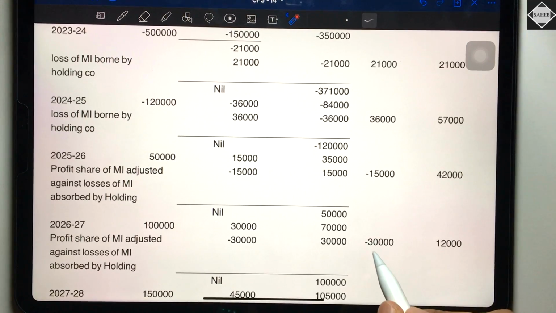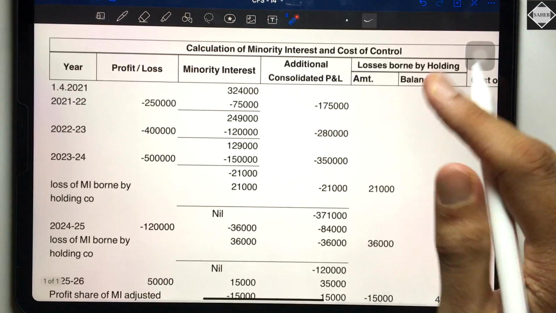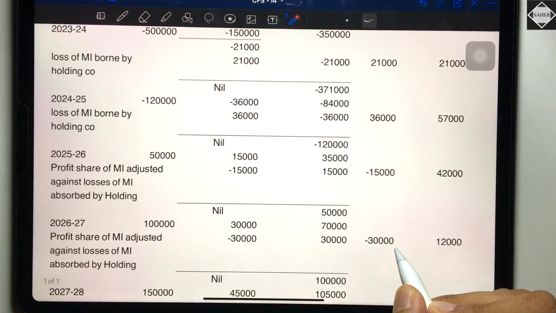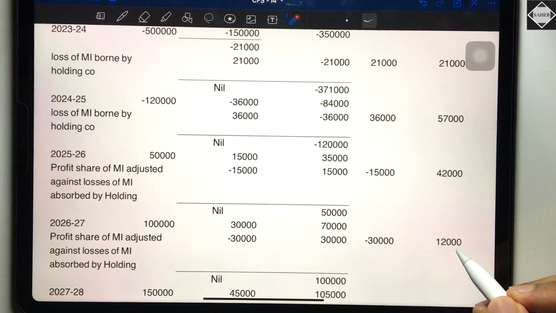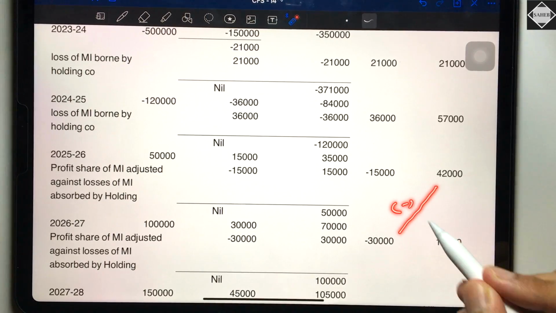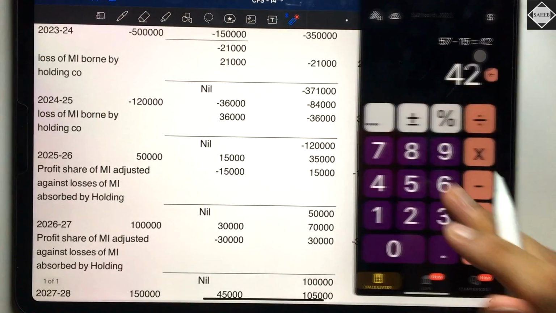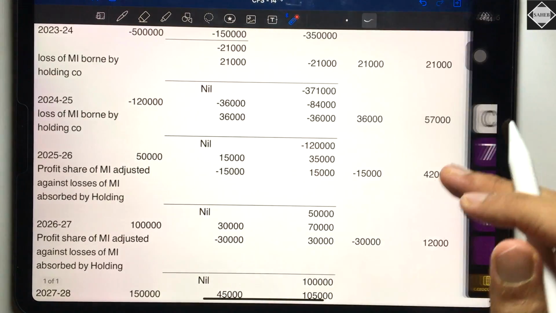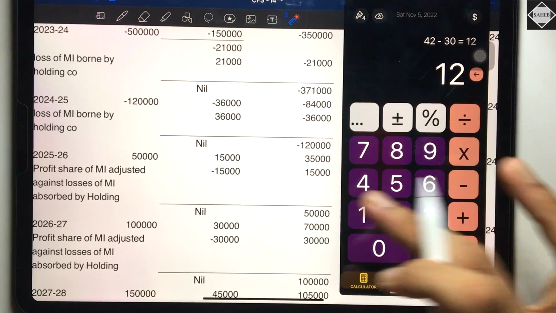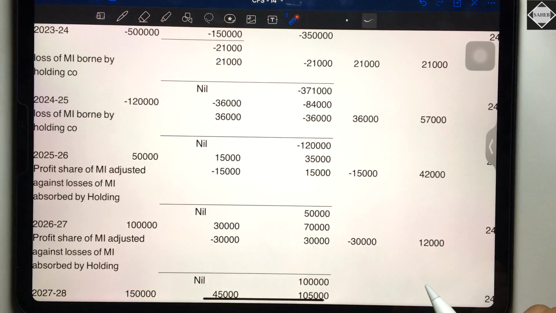Clear? Now immediately what you have to do? You have to record in this losses borne by holding. Now here you have to record minus 30. You have made a recovery of a loss. How much? 30,000, and give the effect in the cumulative column as well. How will you give? Really simple, just subtract. Okay, you will get 12,000. 42 minus how much? Minus 30. Minus 30, that's equal to 12,000. Okay, 12,000. Is that clear?